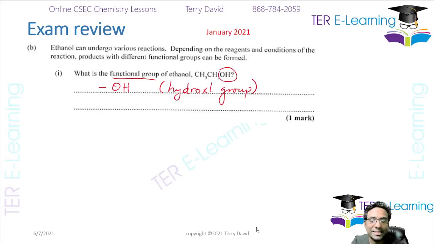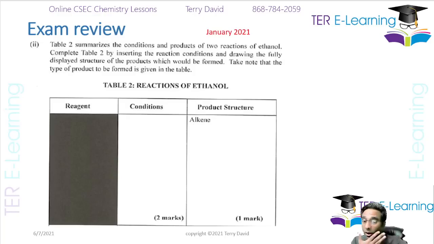So if you look at a lot of skincare products and hair products, if you look at the names of the substances that you find in them, you're going to see hydroxyl something inside it. Right? You're going to see the OH group a lot. Now, what are they asking us here now? So table 2 summarizes the conditions and products of 2 reactions of ethanol. Right? Complete table 2 by inserting the reaction conditions and drawing the fully displayed structure of the products when formed.